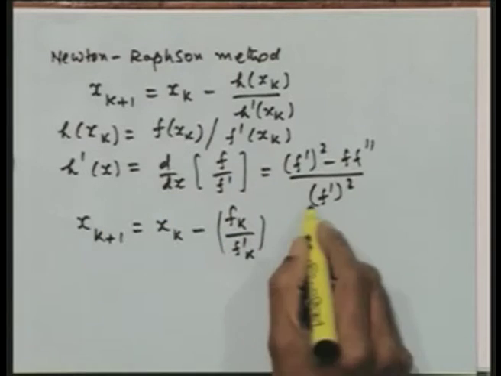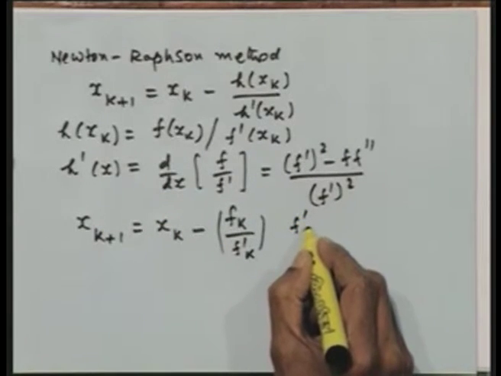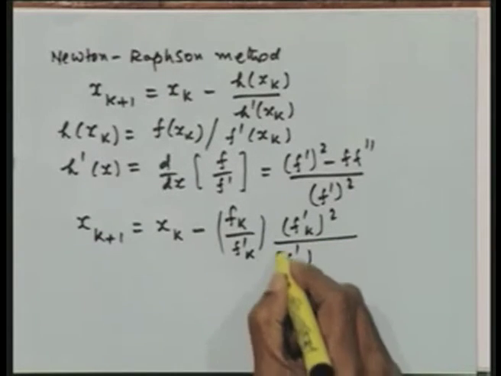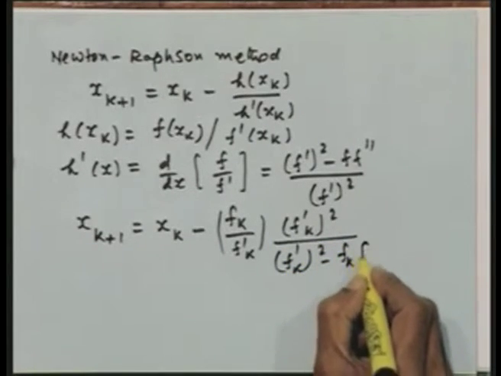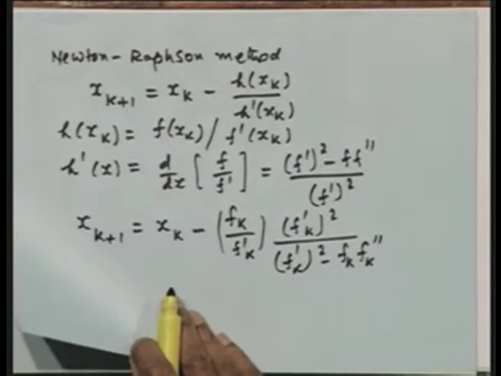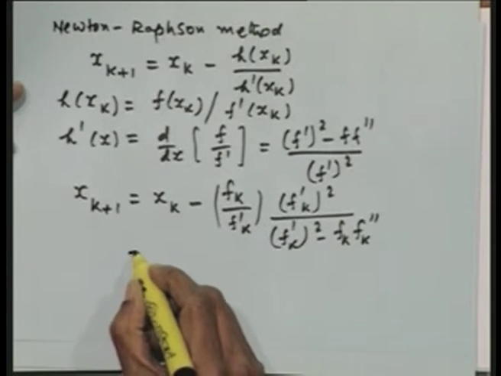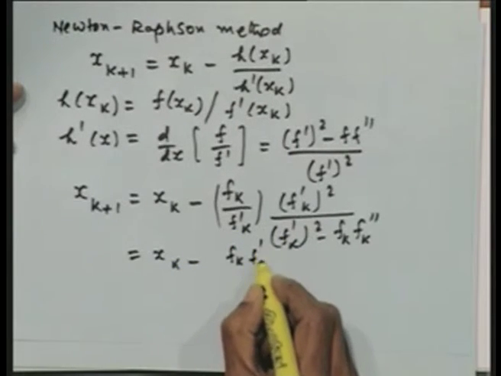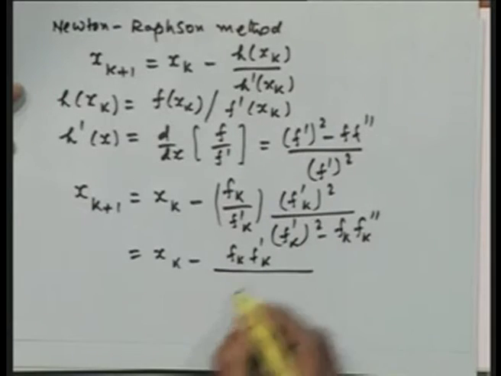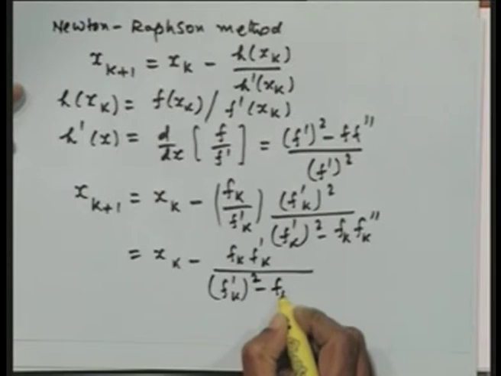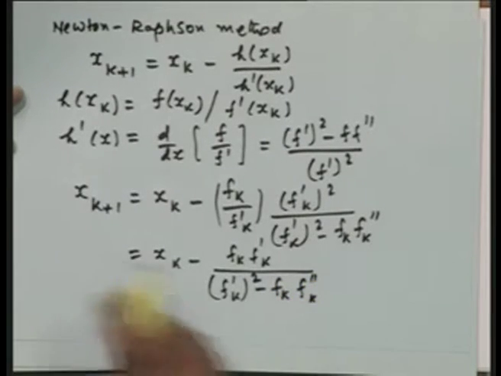In the denominator we have h'. So, this will go as f'(x_k) whole squared divided by f'(x_k) whole squared minus f(x_k) f''(x_k), which we can simplify in one more step by cancelling one f'(x_k). So, I can write this as x_k minus f evaluated at x_k times f' at x_k from here. The denominator is the same: f'(x_k) whole squared minus f(x_k) f'' at x_k.